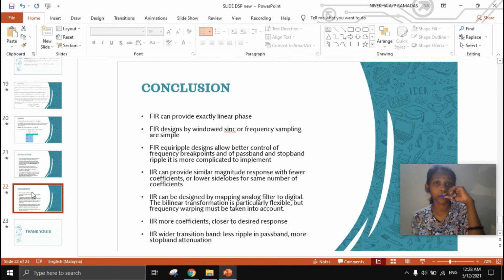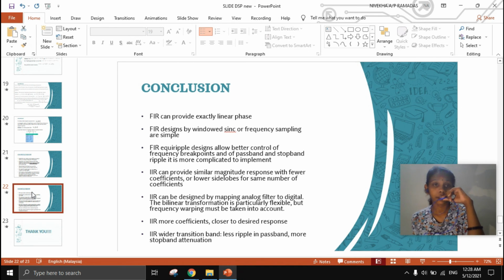FIR can provide exactly linear phase. FIR designs by window sinc or frequency sampling are simple. FIR equiripple designs allow better control of frequency breakpoints and of passband and stopband ripple. It is more complicated to implement.